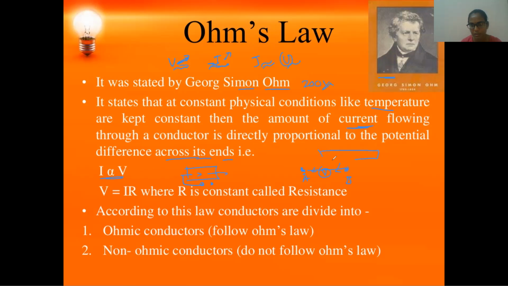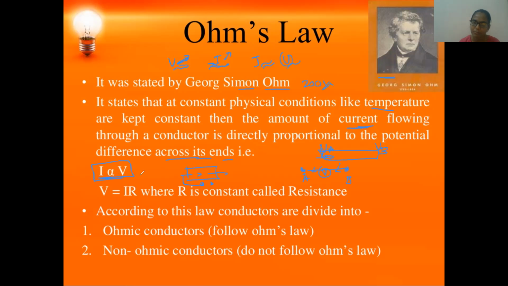Suppose we take one conductor with point A, where the potential is VA, and point B, where the potential is VB. The difference in potential decides how much current will flow inside it. So that is given by V is proportional to I.